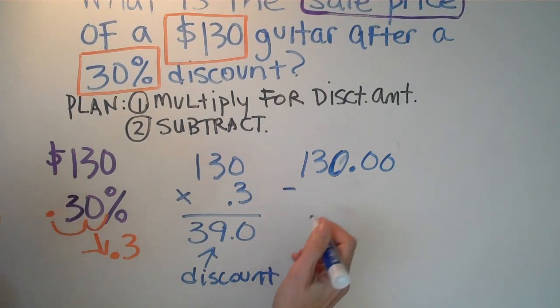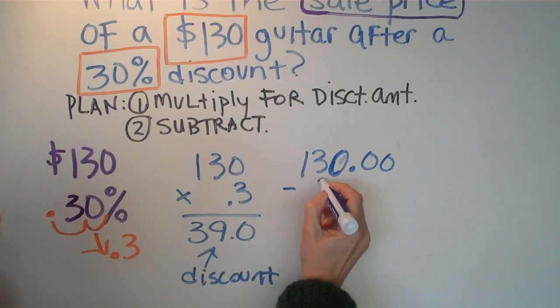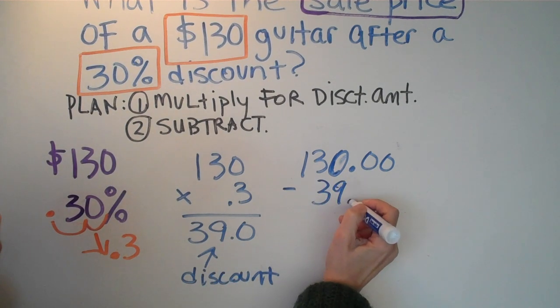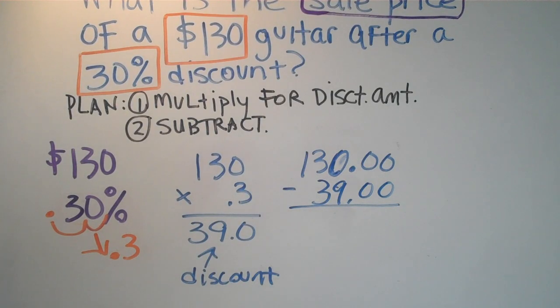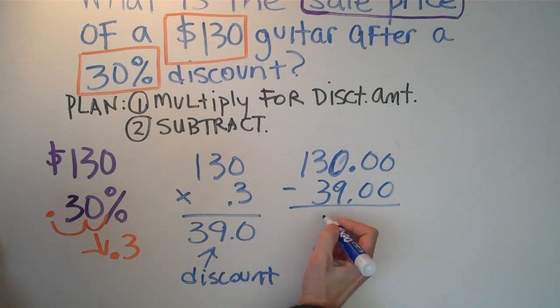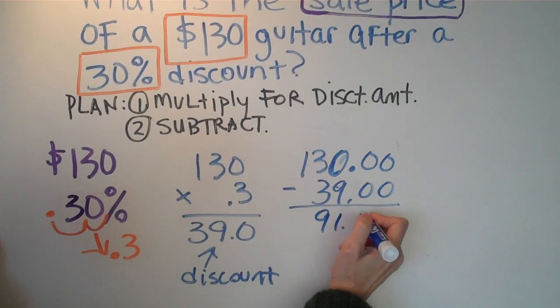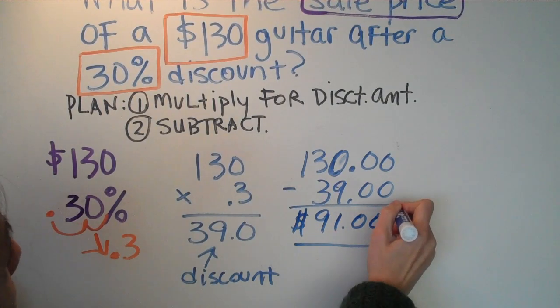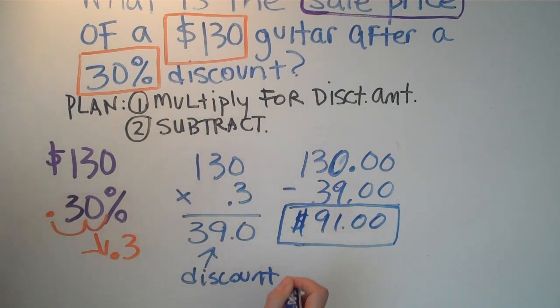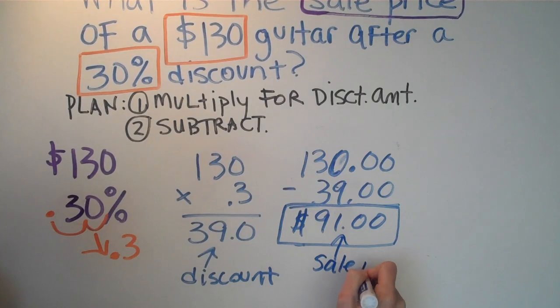$130. Now, we said we were saving $39, so we're going to line up our decimal and subtract. And when we do that subtraction, we just simply get $91 as our final answer, which is the new amount or the sale price. So that is the answer to this question, the sale price.